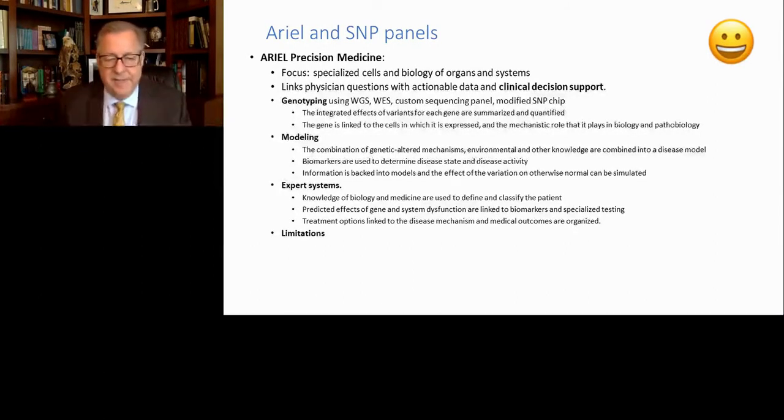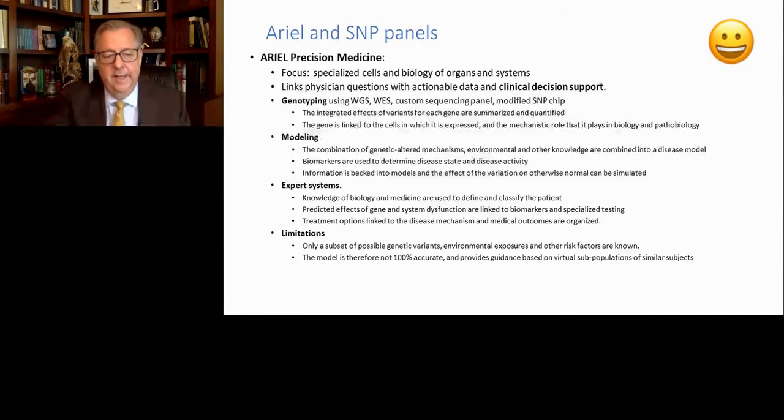There's a number of limitations, though, using a SNP chip. One of them is that there's only a subset of possible genetic variants that can be used. There are many that have not been discovered yet or not included. The model is not, therefore, 100% accurate. It can just guide on subpopulations of patients with similar signs and symptoms, and what is the likelihood they have one disease versus another.